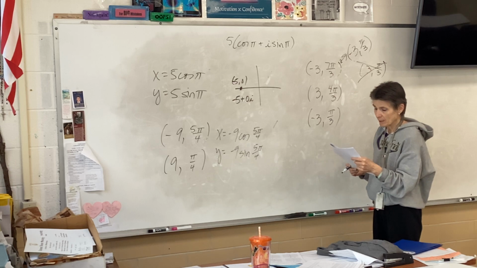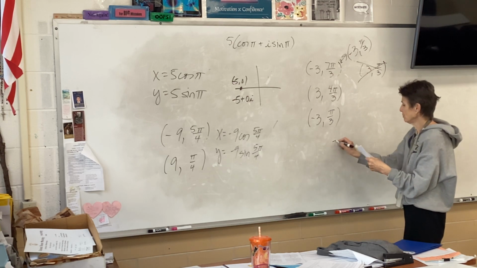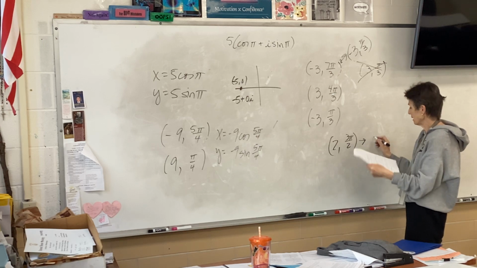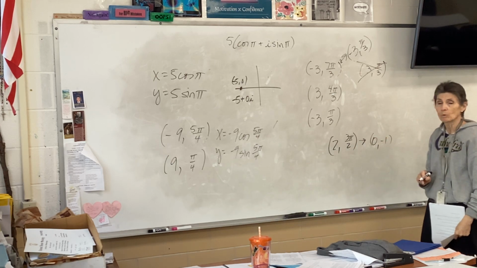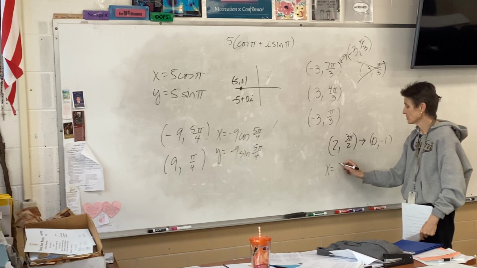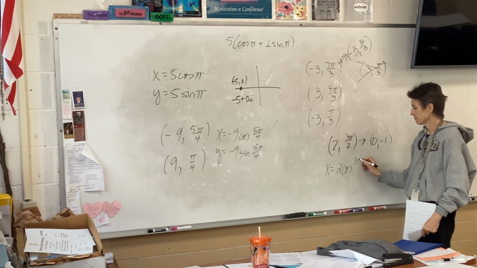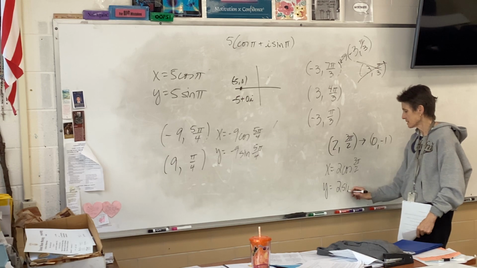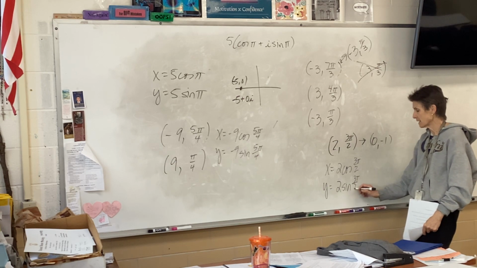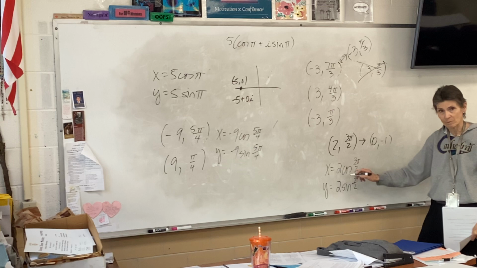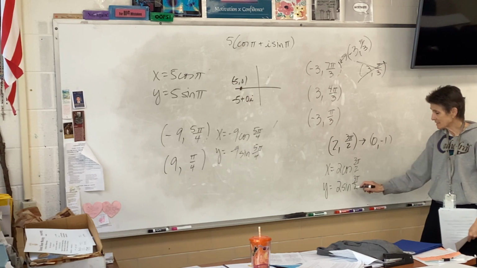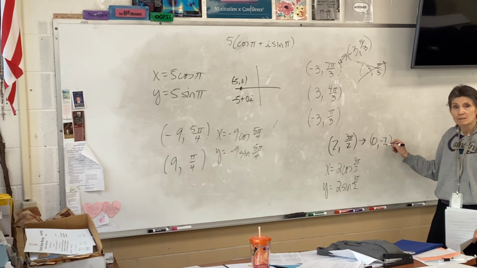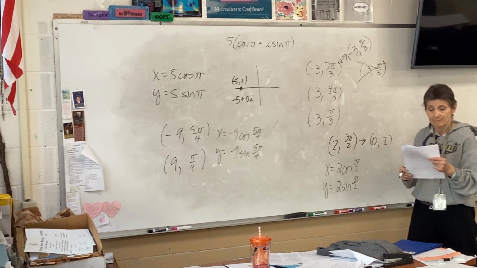Number 2, the point (2, 3π/2) becomes this in polar coordinates: x equals r cosine θ, y equals r sine θ. That's a false statement, guys, because this is going to be 0, but what's this going to be? -2. So that's a false statement.